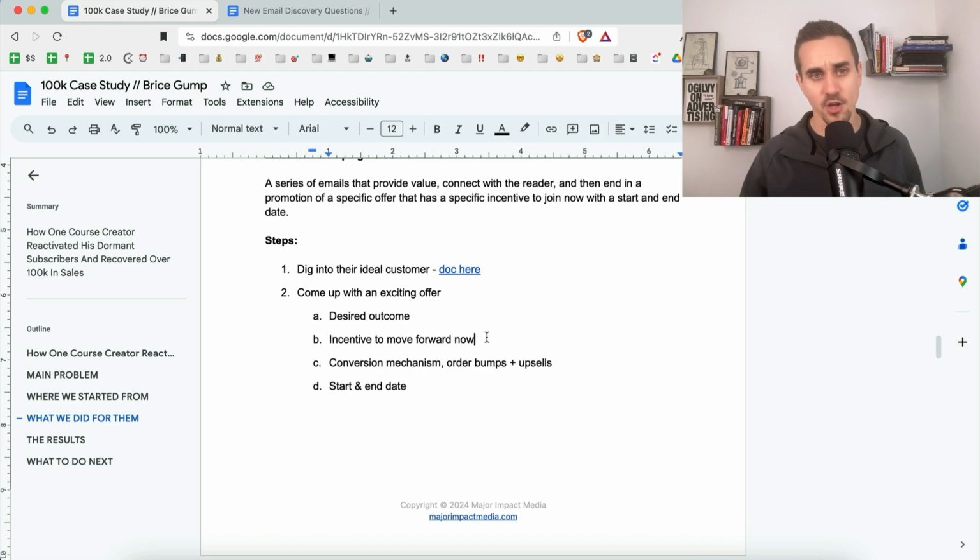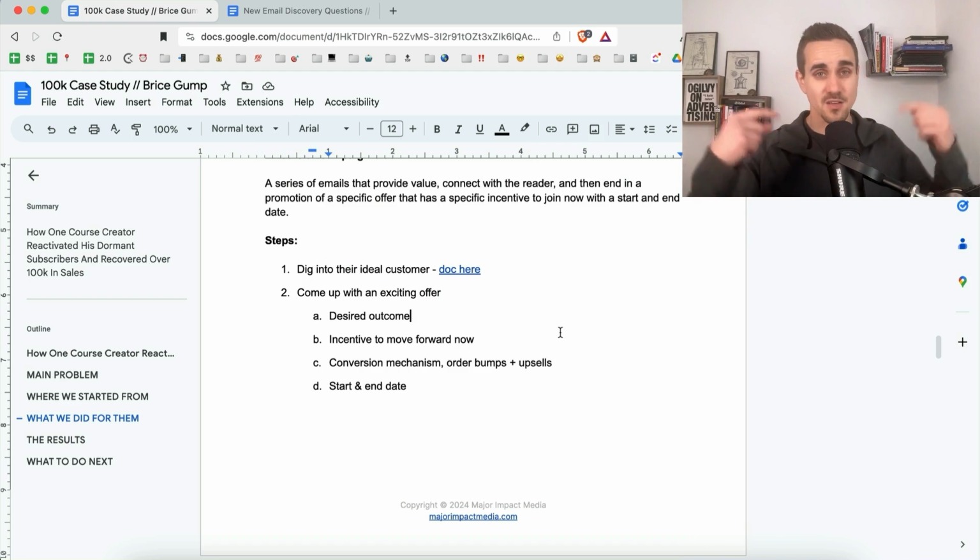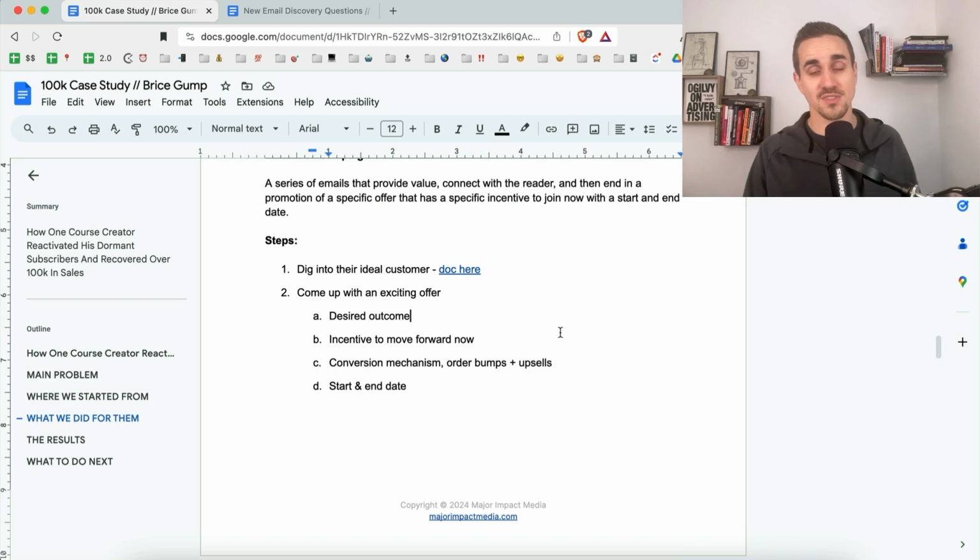And then we want to come up with an exciting offer. So we want to be really clear about what our customers' desired outcome is. What is an incentive that we can create to move forward now? A lot of people use discounts. You don't have to use discounts. In fact, I don't really like to use discounts all the time.